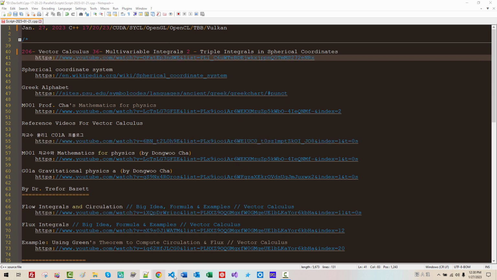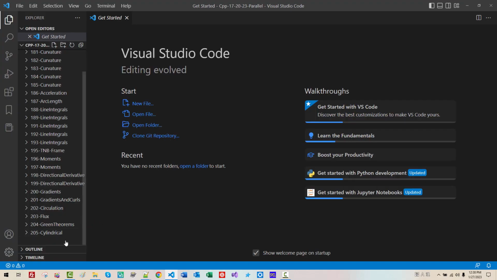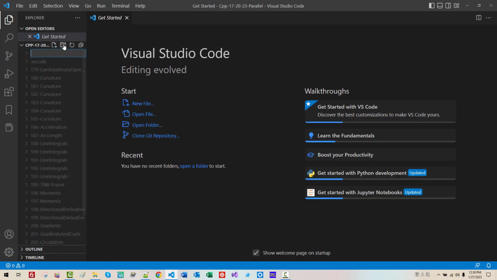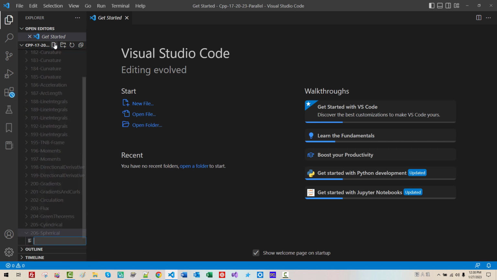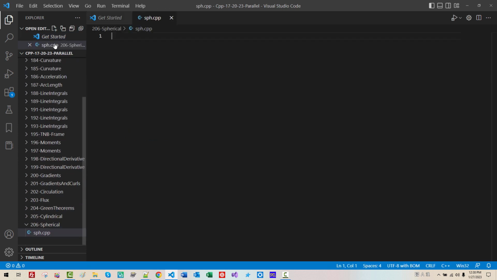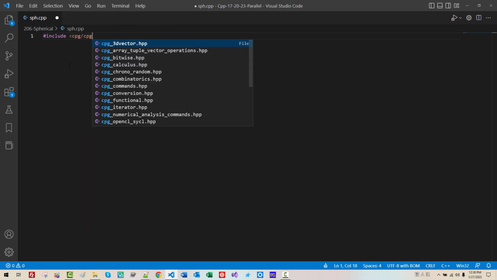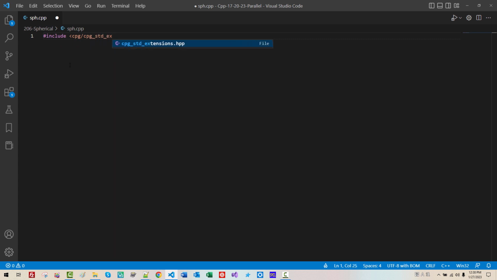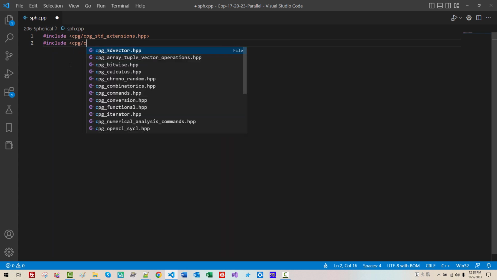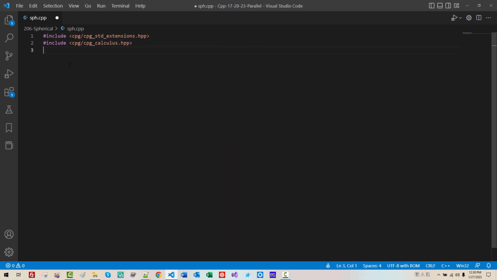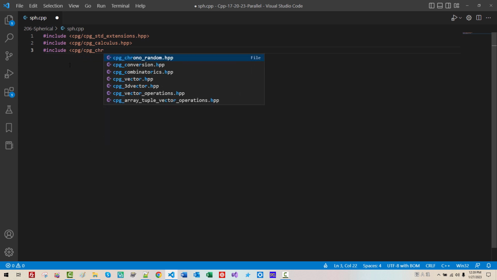Open up Visual Studio Code. Select empty space. Click this button. 206 Spherical. Click this button. sph.cpp. Hit enter. Control B. Include CPG, SED extensions. Include CPG, calculus. Include CPG, chrono random.